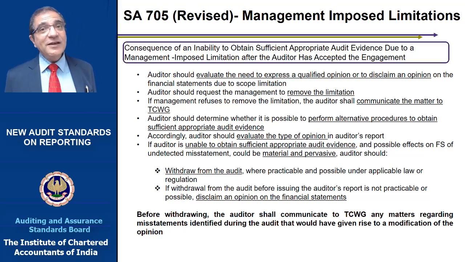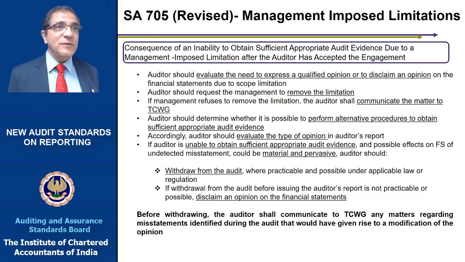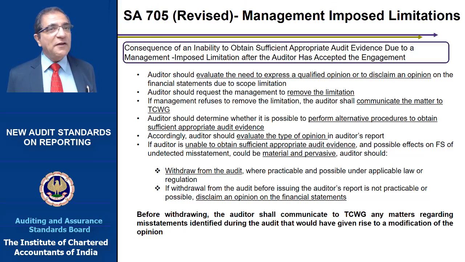Having received alternate information and alternate procedures being carried out, if the auditor is not in a position to conclude and the impact of that would be material, then the auditor will give a qualified opinion, and if the impact is going to be material and pervasive, then the auditor will give a disclaimer of opinion.